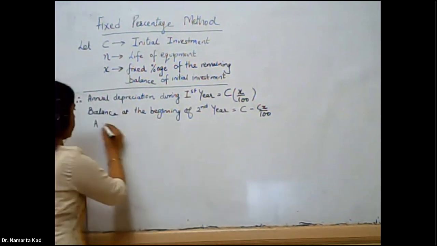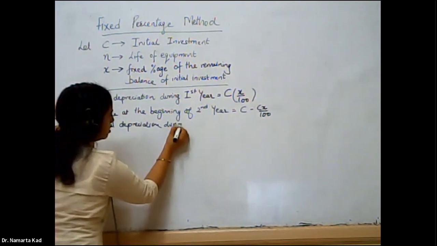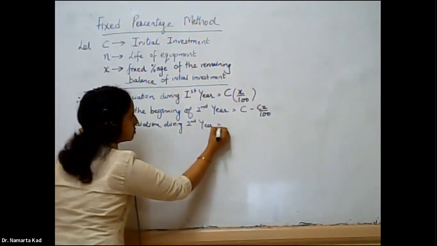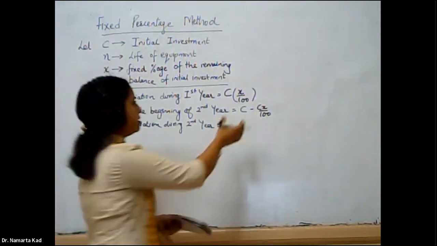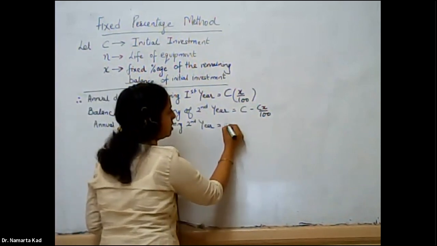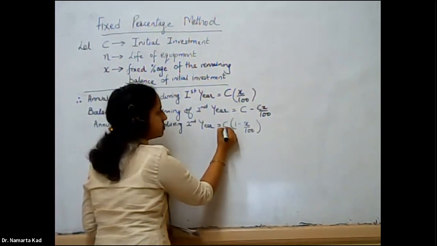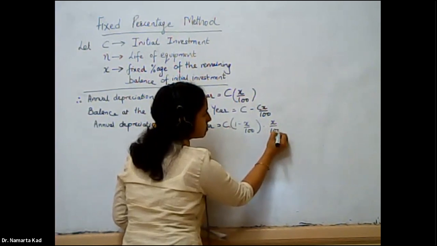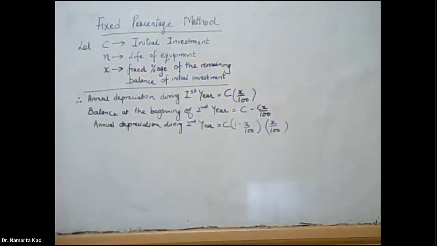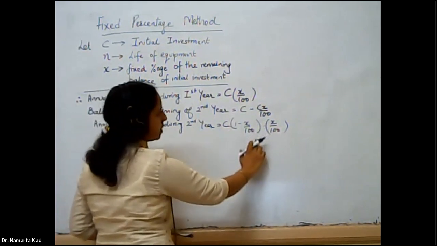Same steps चलाएंगे. Okay, annual depreciation during second year. Now what is the balance at the beginning of second year? This one. इसका fixed percentage करना है हर साल. Okay, so this can be written as C into 1 minus x by 100, and the fixed percentage of this one, like this. Okay, just solve it down. So this is the annual depreciation during second year: C into 1 minus x by 100 into x by 100.